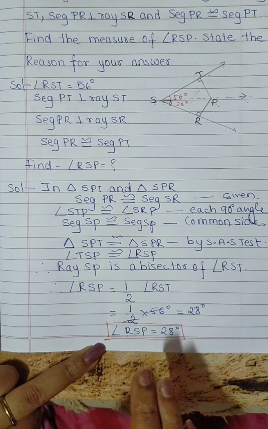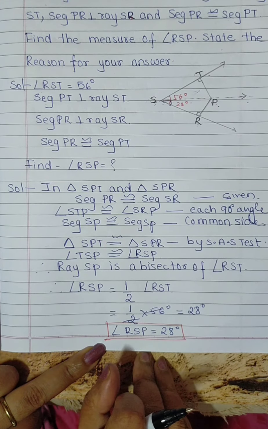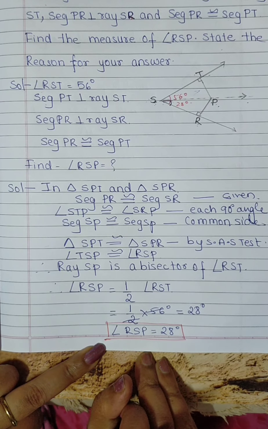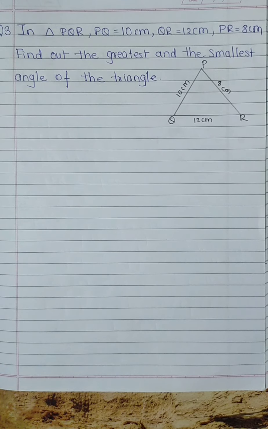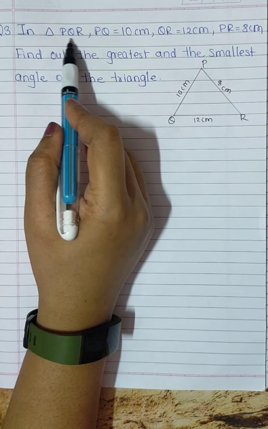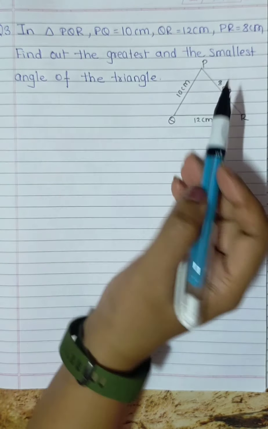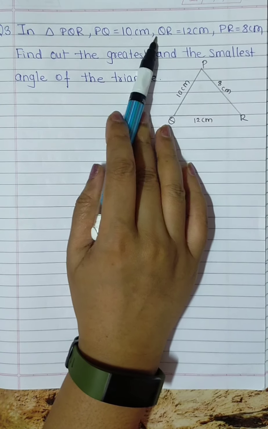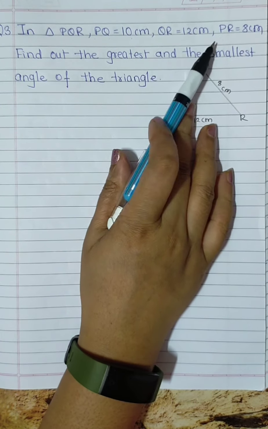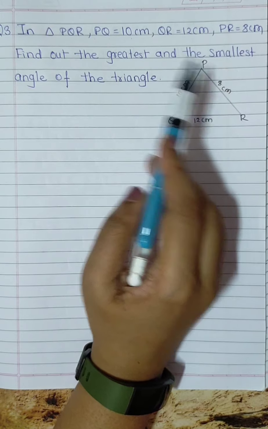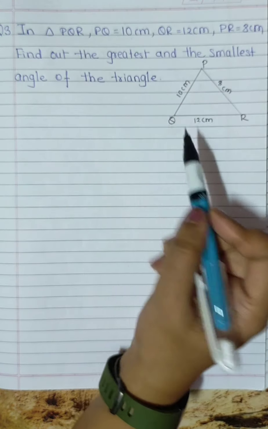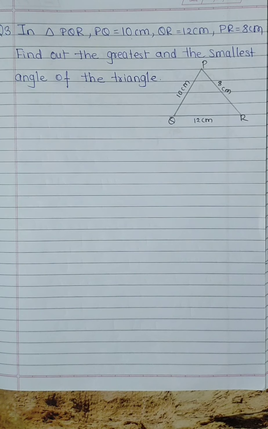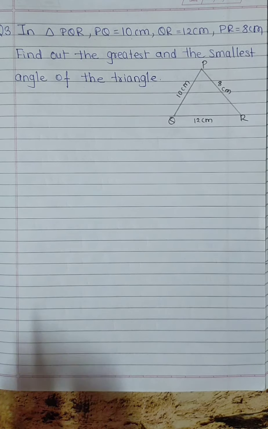Okay, we are going to solve now question number 3 of practice set 3.3. In triangle PQR, PQ is given 10 centimeter, QR is given 12 centimeter and PR is equal to 8 centimeter. To find out the greatest and the smallest angle of the triangle. So we have to find the greatest and smallest angle here. So we'll start with the solution.